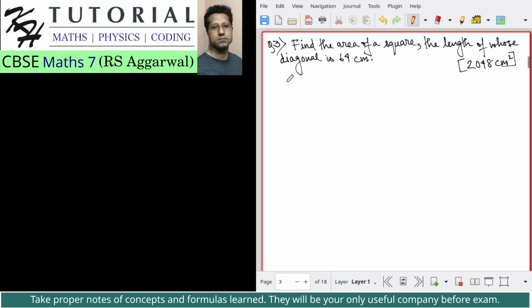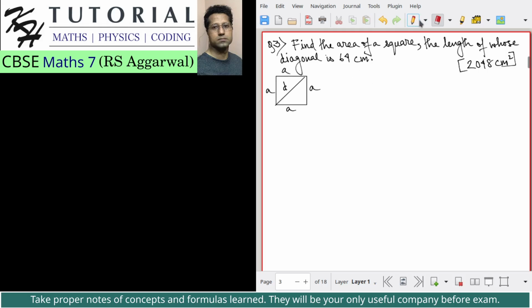We know that in a square of side length A, the length of the diagonal is square root of 3 divided by 2 multiplied by A. So if D is the length of the diagonal of the square, then diagonal is equal to square root of 3 divided by 2 multiplied by A. Okay, so the question is asking to find the area of the square, the length of whose diagonal is 64 centimeter. Okay, so my approach is wrong.